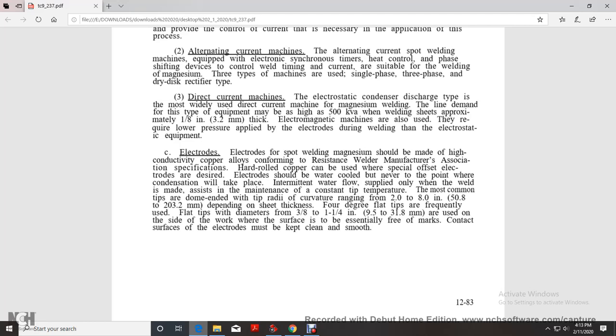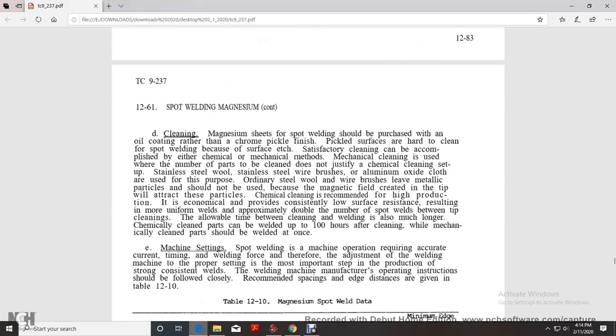The most common tips are domed, with tip radii of curvature ranging from 2 to 8 inches, depending on the sheet thickness. Flat tips are also frequently used. Flat tips of 3/8 of an inch or 1/4 inch diameter are used on the side of the workpiece surface that must be essentially free of marks. The contact surface of the electrodes must be kept clean and smooth.